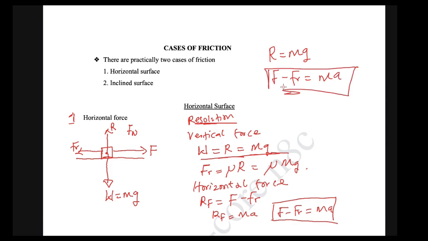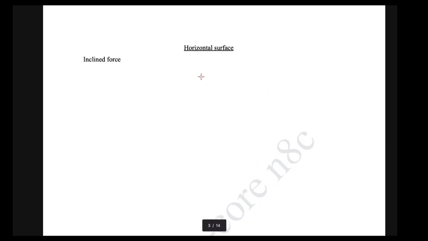Now let's consider another case. Now, what if the force is not horizontal? What if the force is inclined? That is, you have an object placed on a horizontal surface, a rough horizontal surface, but the force applied on it is inclined at an angle. Let's say the angle is theta to the horizontal. So this is the force. The force is inclined. So how do we do this? How do we resolve this?